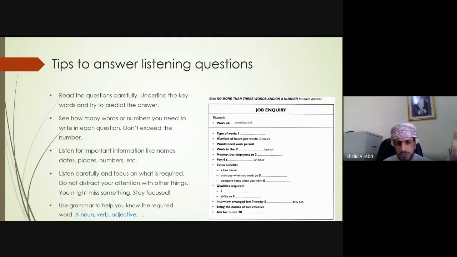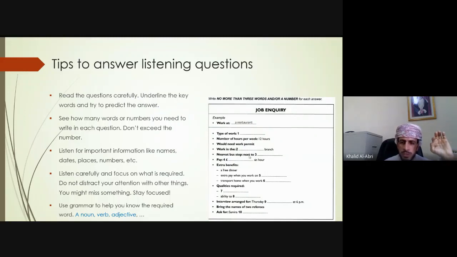You need just to focus on type. And type of what? Type of work. Then when you listen, you just focus on this only. And some other keywords like here, nearest bus stop. So you need to listen carefully to the bus stop and the nearest one. Where is the location of the nearest one?